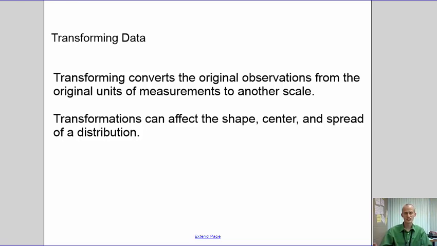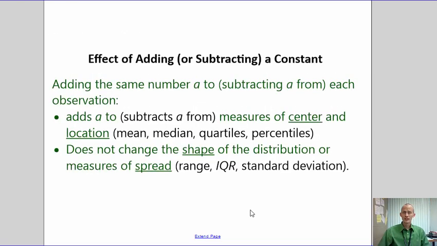A transformation, just a quick definition, is what you convert from original units to another scale. A lot of times we'll take something from, for example, Fahrenheit into Celsius, or from feet into meters, or vice versa. As you can see on the slides here, we're going to talk first about the concept of adding and subtracting a constant. If we have a distribution and we add some number a to each of our elements, or subtract some number a from each of our observations, what is that going to do?